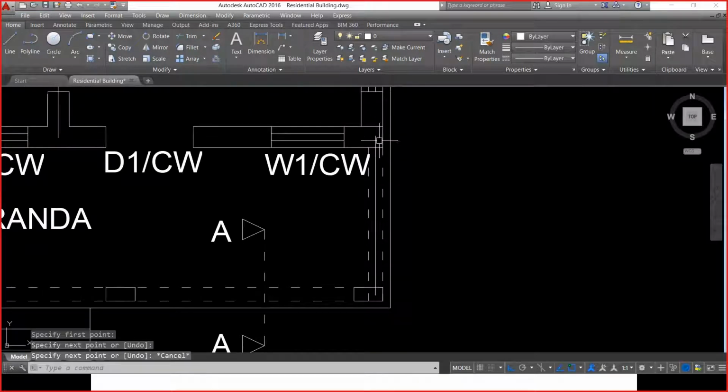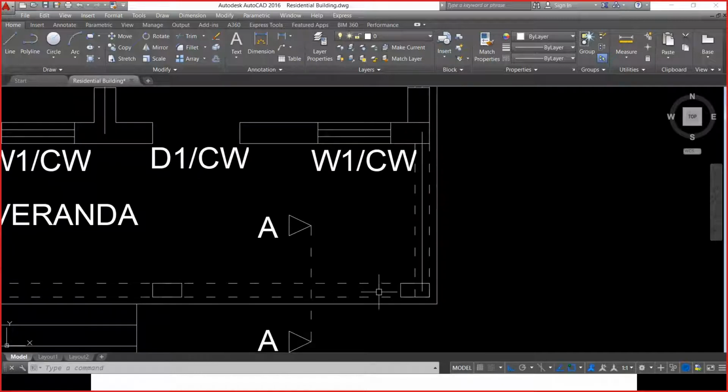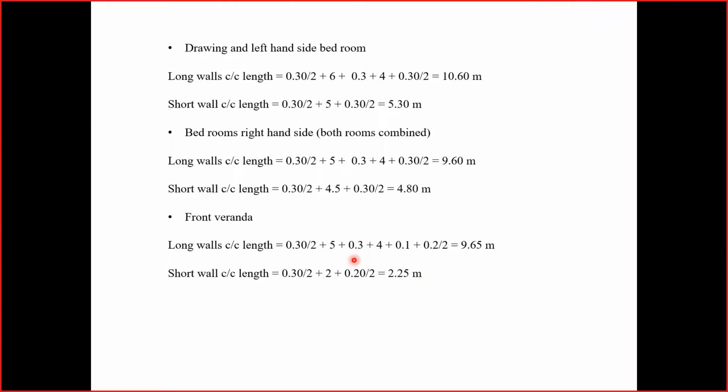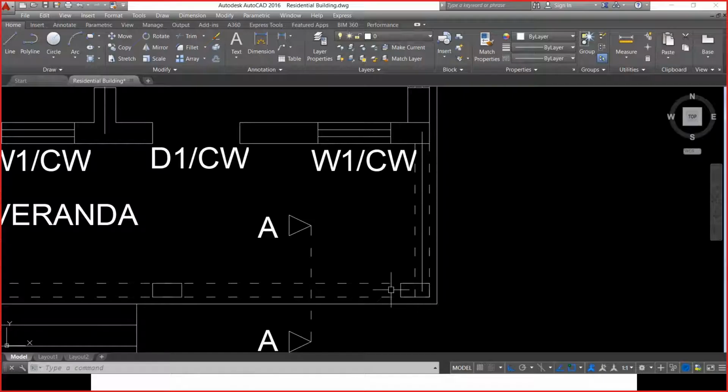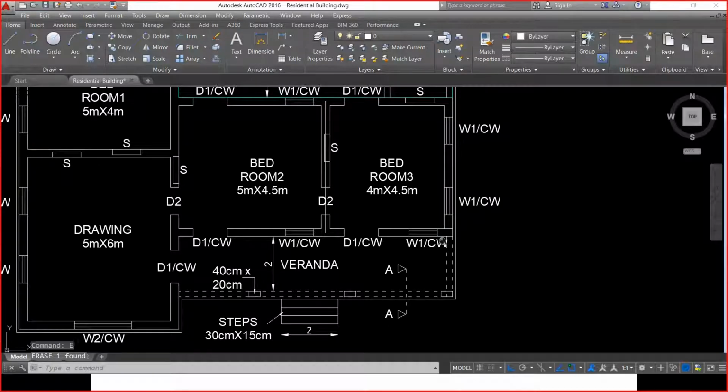0.3 by 2 here, plus this width, which is already given as 2 meters, plus 0.2 by 2 will give me the center to center distance. 0.3 by 2 plus 2 meters, which is the width of the front veranda, plus 0.2 by 2, which is the front wall thickness divided by 2. That will give me the center to center distance between the long wall and short wall.